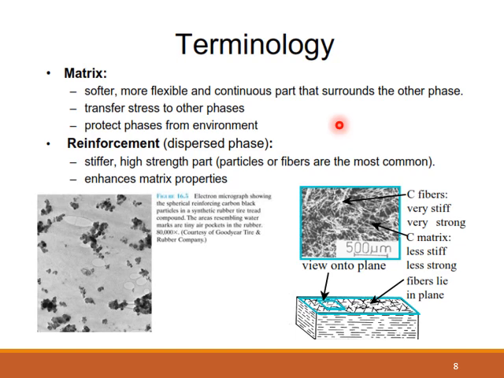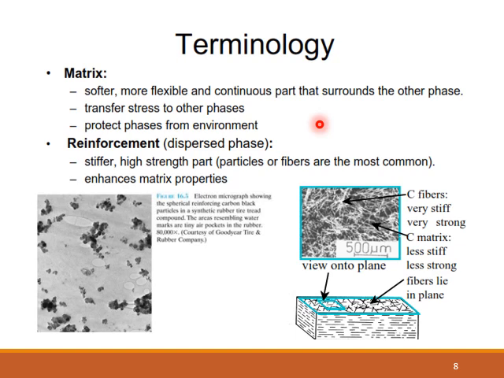So in the matrix phase, it is expected that the matrix is soft, it is more flexible, it is the continuous part in the composite material. So the continuous part is what you call the matrix phase in the composite, and this matrix phase is the one that will absorb whatever stress, whatever load you have imposed on it, and then it will transfer that stress to the other part. So you see, it's a win-win thing.